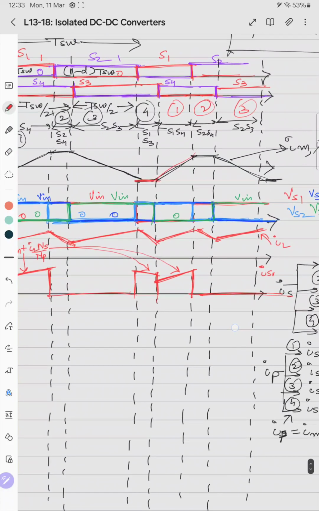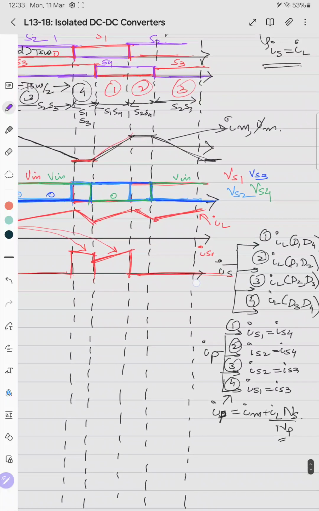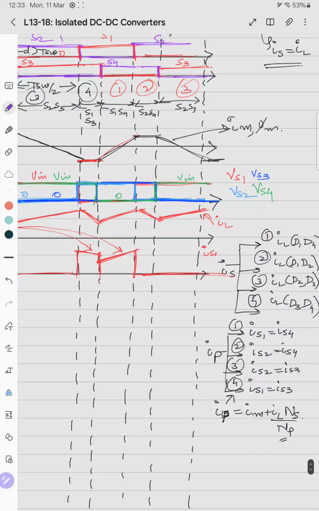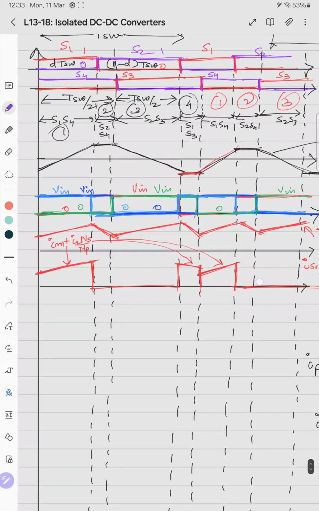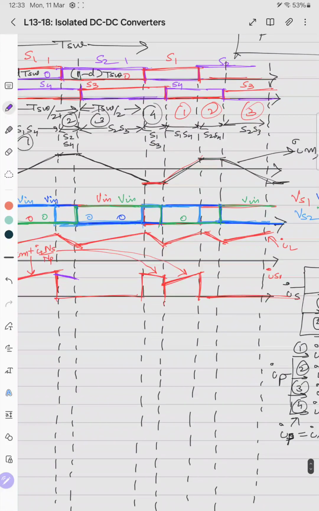Then we'll draw the IS2 current. IS2 current will be activated only in case 2 and case 3. So case 2, it will be like this, and case 3.